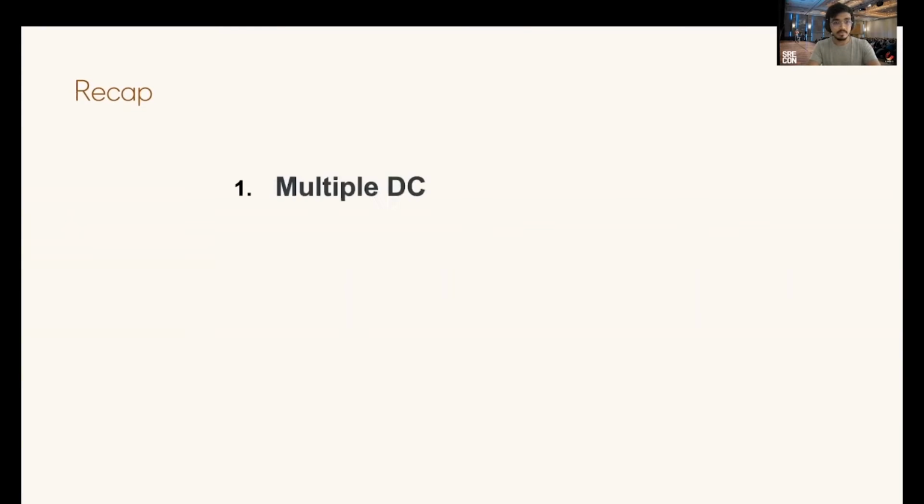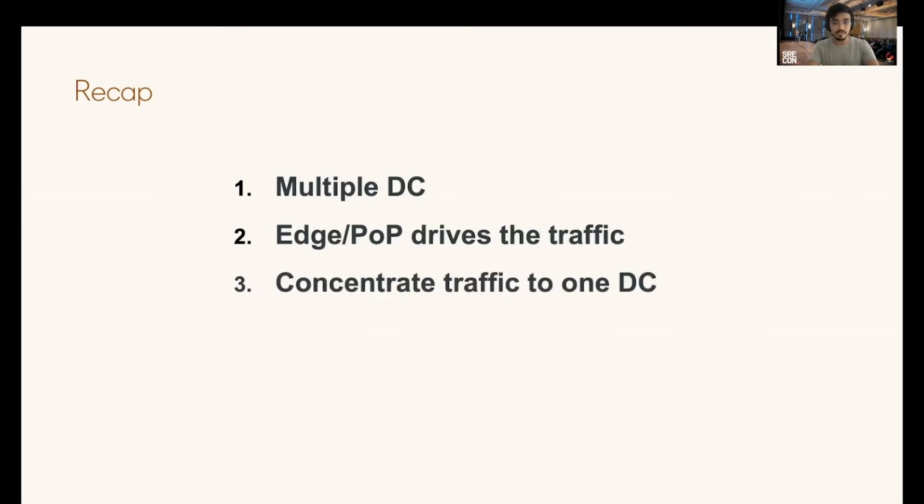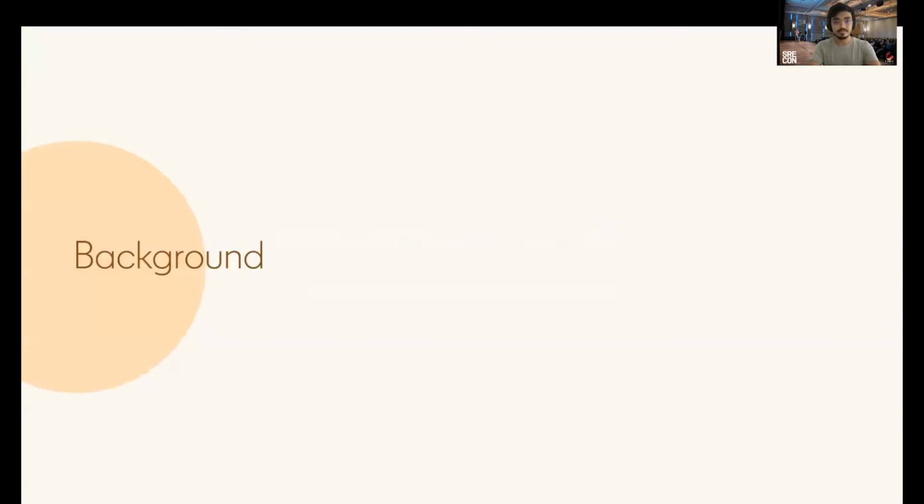To recap, LinkedIn runs out of multiple data centers. Edge hosts drive traffic to those data centers. We concentrate traffic to one data center using this architecture. And when we do this, we analyze services under stress. So let's seize the opportunity.